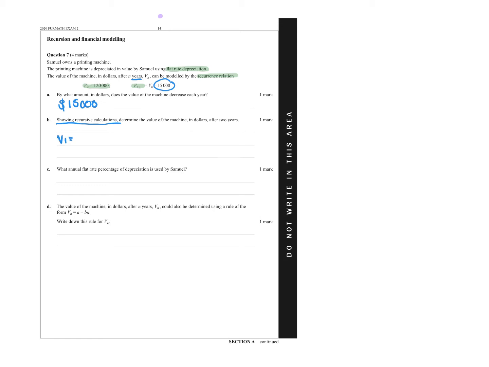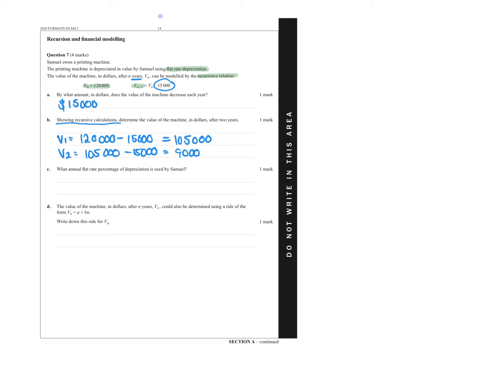So you need to show V1 equals V0, the one before, 120,000 minus 15,000 equals 105,000, and then you have to show that V2 equals 105,000 minus the 15,000 again, which equals 90,000. Okay, so you need to show that exact working out to get the mark.